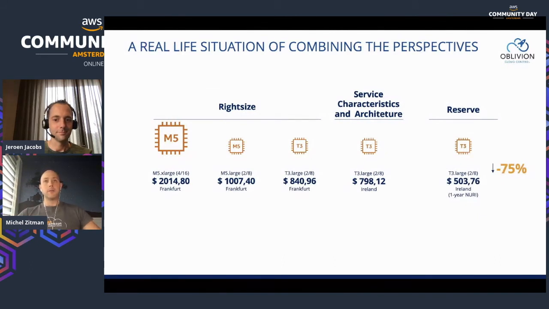So you can do right sizing, and then you can define that after you right size, okay, I'm better off running this workload on this region here. And after that, if you know that this is a production workload that is not going anywhere, do make a commitment. And then just by doing this, you can really reduce. In this example, it's a 75% reduction on the cost of that.